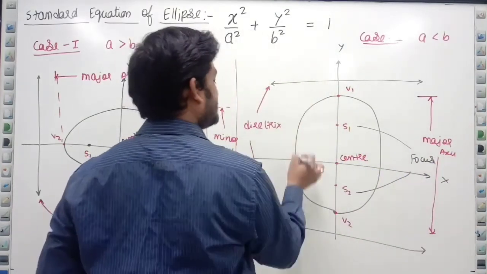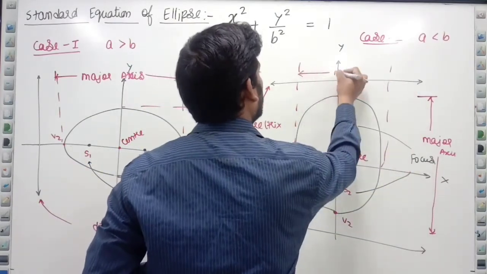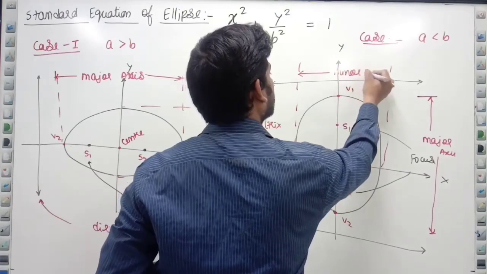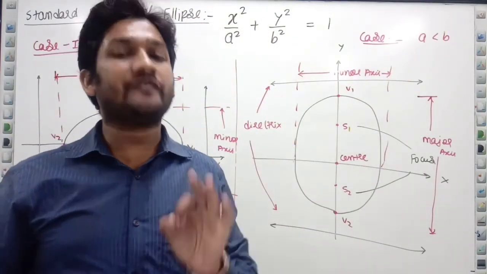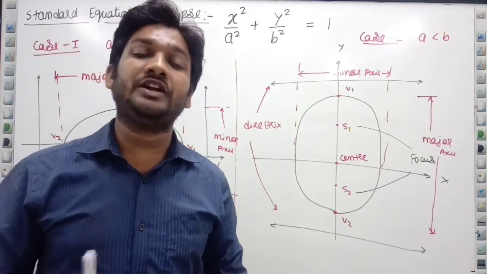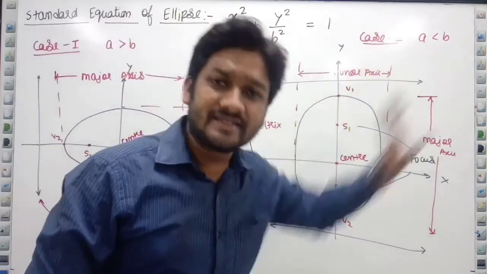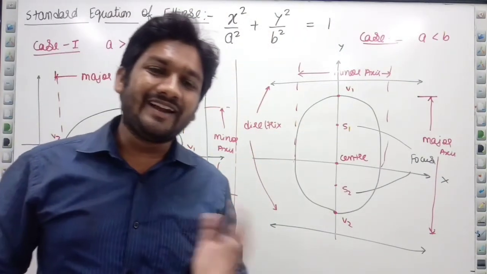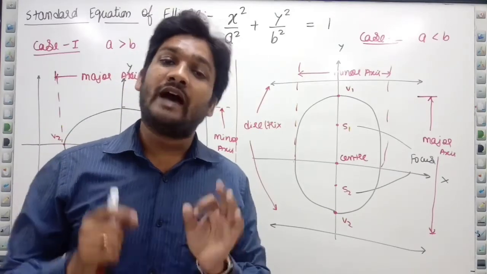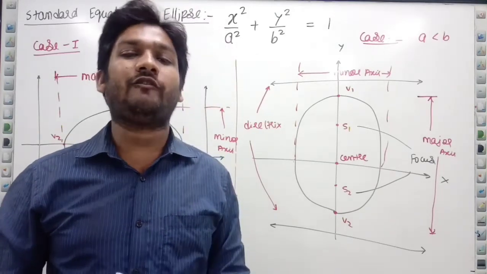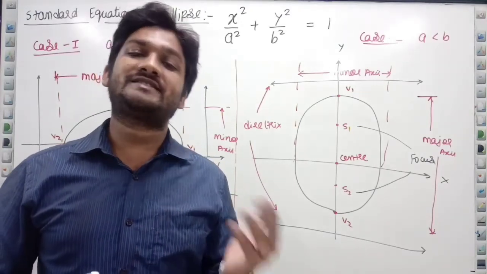And this is what? Minor axis, right? So every time when we'll be solving the questions of ellipse, we'll be having two conditions, whether A is greater than B or A is less than B. Now later in the next part, in the continuation, I will be writing the formula for all the things, right? We'll be remembering the formula and we'll be starting the question.